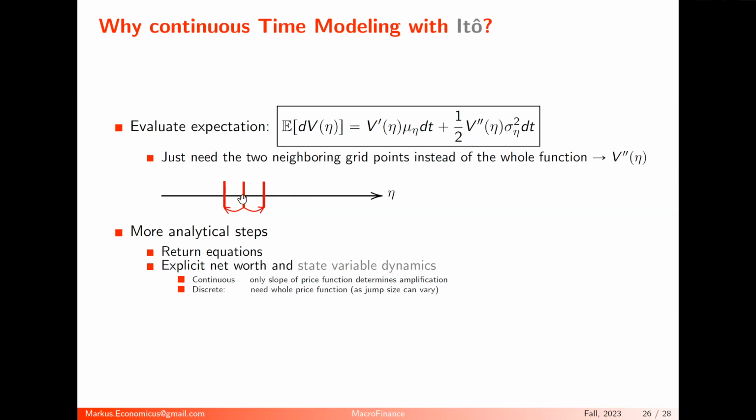If you do a discrete time model, I might jump all over the place and I have to specify the V function across all the values, but here I just need to know what is the V one level up and what is the V one level down. And that makes the numeric analysis way simpler and much quicker.